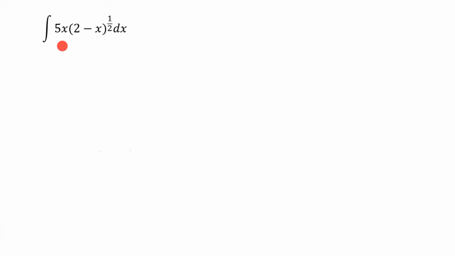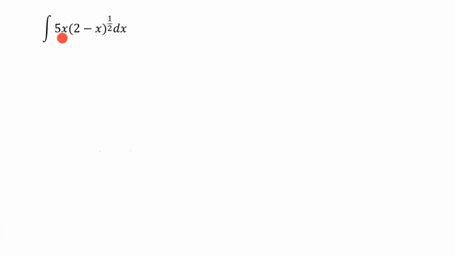So let's look at this. I always say if you see something raised to an exponent and then something little right next to it that could be its derivative or close to its derivative, use U-Substitution. So we have 2 minus x raised to the 1/2 power and then 5x.